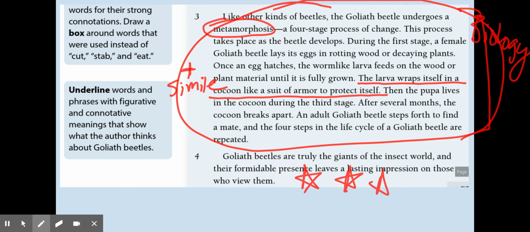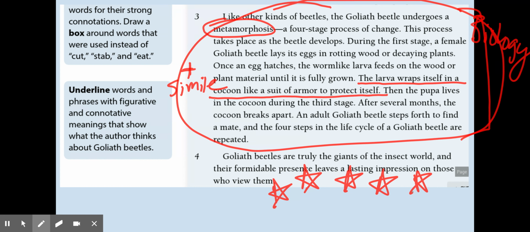He is the author of this. Miss Inez is really impressed by these beetles, because she said they truly are the giants of the insect world, and being the giant and formidable presence leaves a lot. If you remember something, according to Shakespeare, love me or hate me, I'm with you forever.